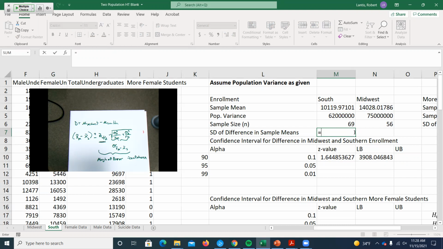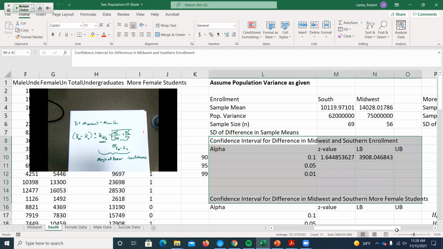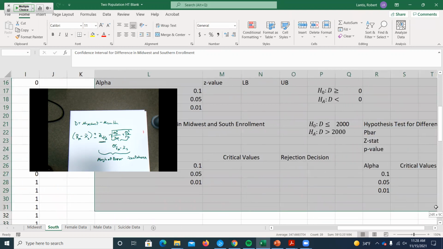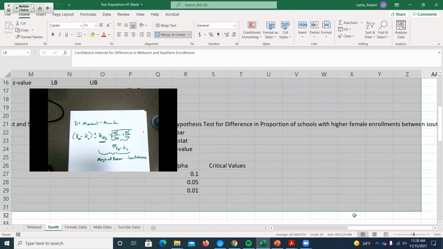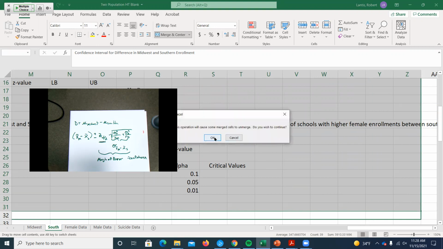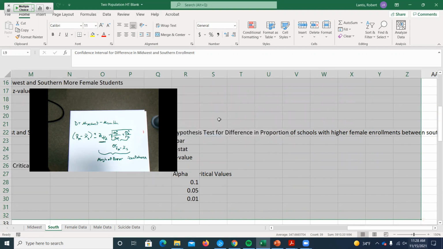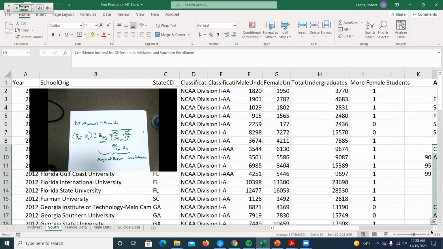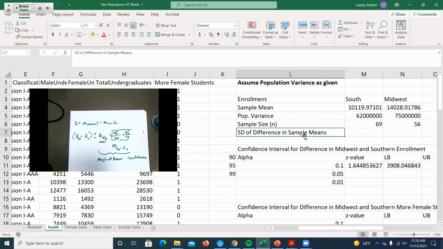Okay. So I'll do square root. I'll take the South's variance divided by, oops, it's going to hide that. So M6 would be the cell that that's in. And then add to that. Oh, I should have done this down the line here. I want you guys to be able to see this a little better. So I'm going to take all of this and move it down one. So this way, hopefully we can see everything that I'm typing. All right, and I'll move this down one.